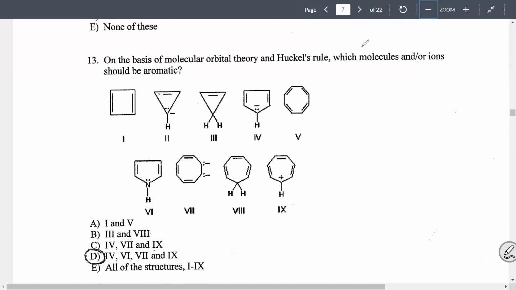This one should be pretty simple. It's asking which one is aromatic. As long as you have the rules down, you should be good. What were the 4 rules for aromaticity? Planar, cyclic, Huckel's rule, and fully conjugated. 2, 6, 10, 14, those are aromatic. Question: is molecule 2 fully conjugated? Molecule 2, it is fully conjugated.